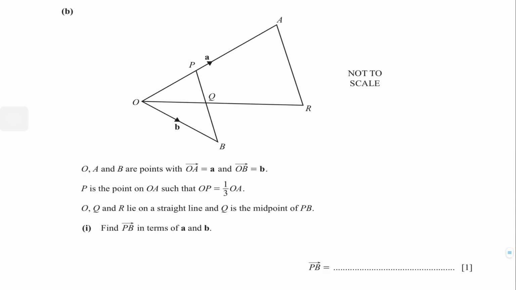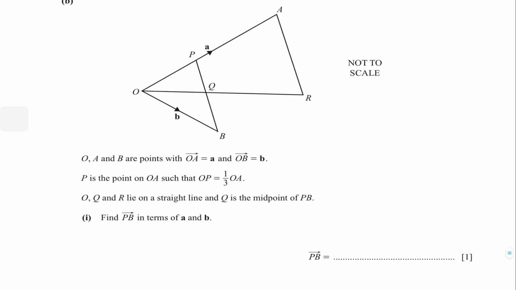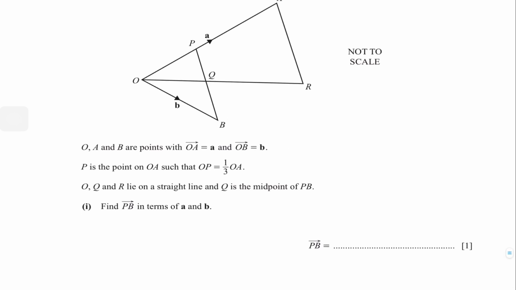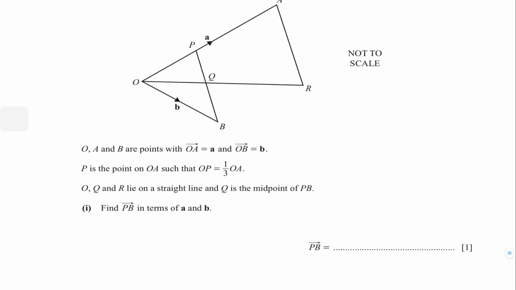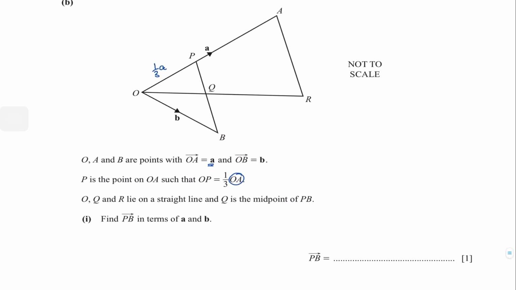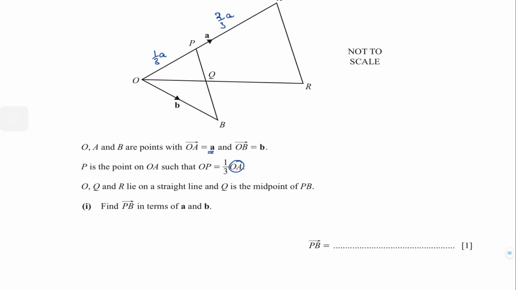Now we come to part B, and this is again a vectors related part in which we have O, A and B are points with OA being a and OB being b. P is the point on OA such that OP is equal to 1/3 of OA. So since OA is equal to a, OP is going to be equal to 1/3 of a, and PA is going to be the remaining part, which is going to be 2/3 of a. Now O, Q and R lie on a straight line, and Q is the midpoint of PB, and we have to calculate what PB is equal to.